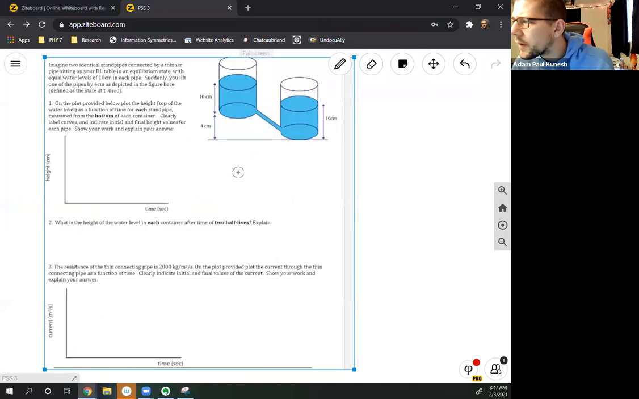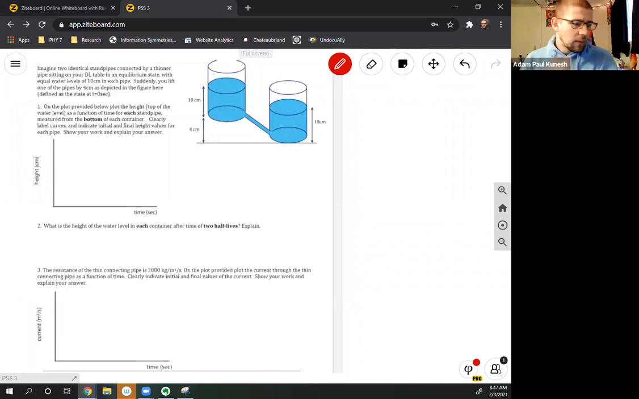Okay. So I'm called to imagine two identical standpipes connected by a thinner pipe sitting on your table in an equilibrium state with equal water levels of 10 centimeters in each pipe. Suddenly you lift one of the pipes by 4 centimeters as depicted in the figure here. On the plot provided below, plot the height of the top of the water level as a function of time for each standpipe, measured from the bottom of each container. Clearly labeled curves indicate initial and final height values for each pipe. Show your work, explain your answer.